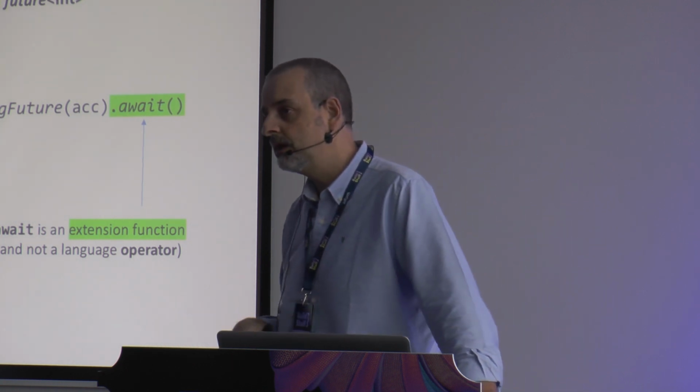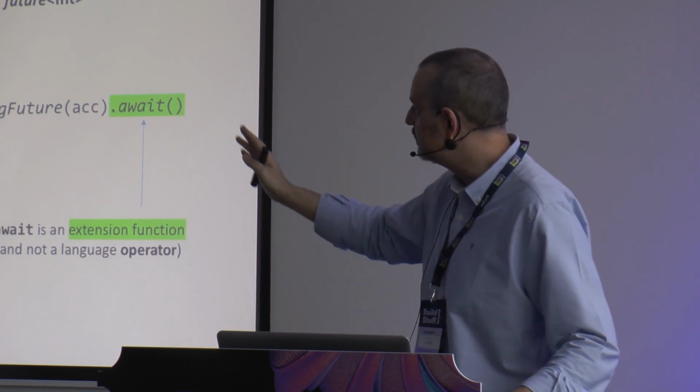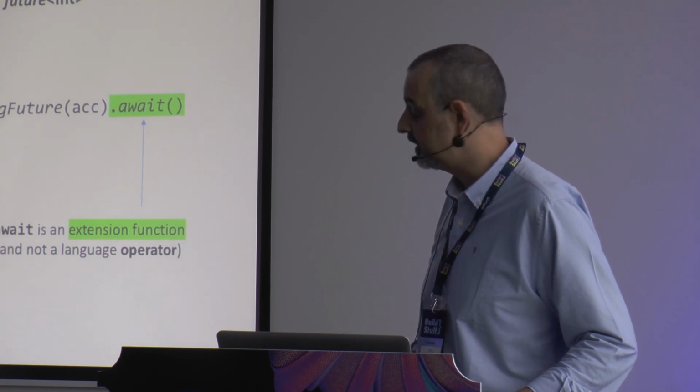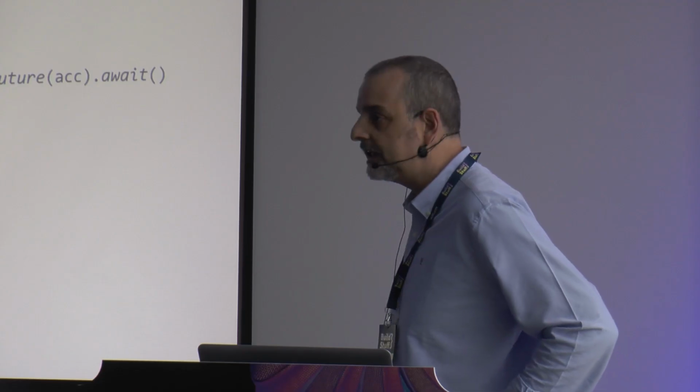It's normal code. The only thing that is different is that I need to add that suspend modifier on the function. If, for instance, I have a caller1 that calls example, I just call it directly. I don't need to use any await there.